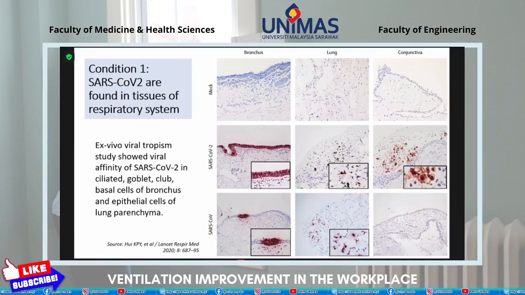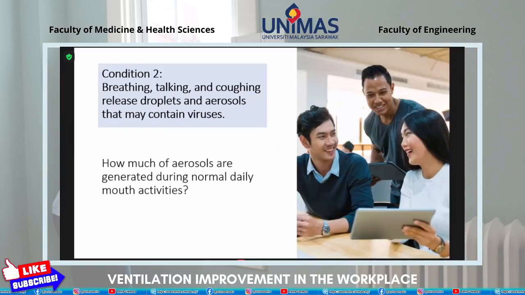Number 1, a lot of studies have been done, but this is one of the studies that I show here. The ex vivo experimental study shows the viral tropism and the viral affinity of SARS-CoV-2 in the ciliated, goblet, club and basal cells of the bronchus and epithelial cells of the lung parenchyma. Okay, and that is the evidence of the presence of the viruses in the respiratory system of the infected person.